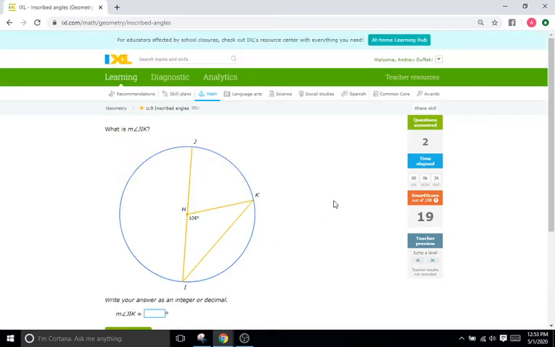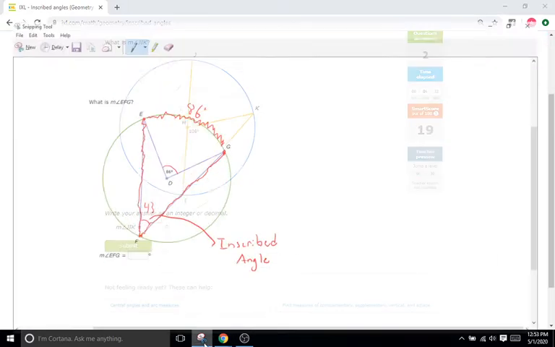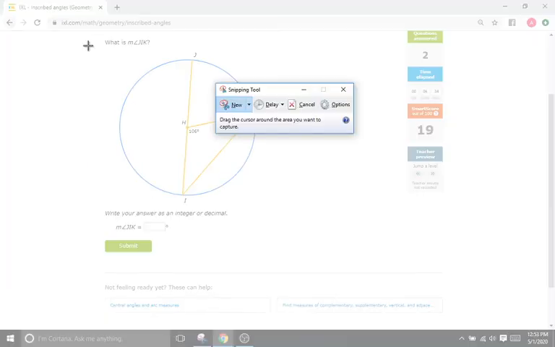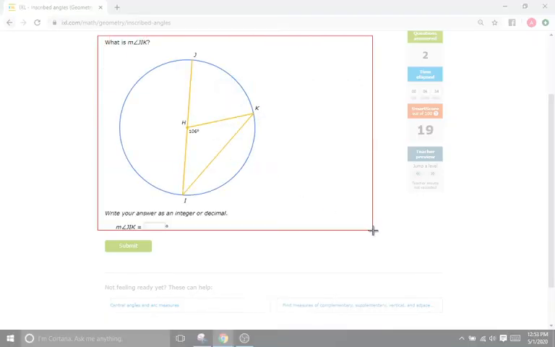What is the measure of angle JIK? Let me copy this one down, because this is going to require a little bit more work. Just a little bit.